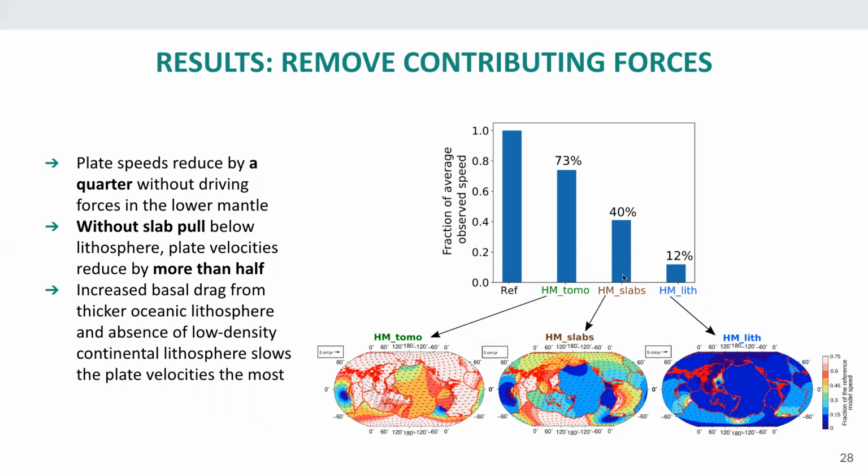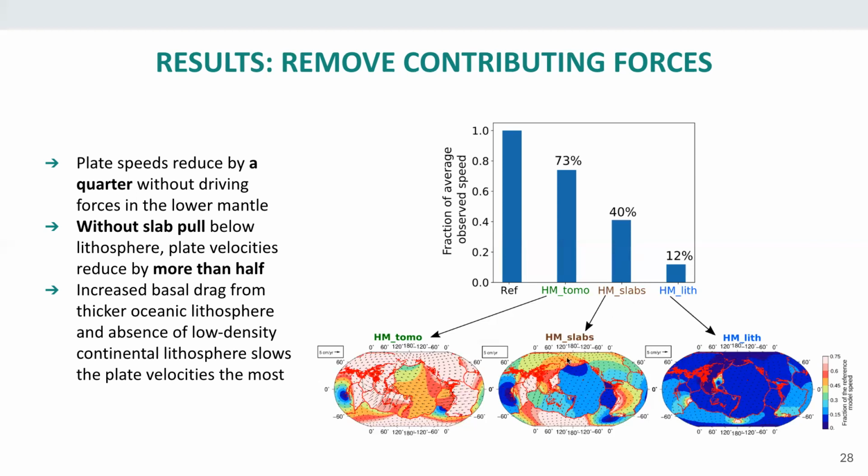And next, we also look at the slab removal. So what we do is we remove all the high definition of slabs near the surface in the top 200 kilometers. The contributions we have are then only from the diffuse tomography and the lithospheric structure. And we find about 40% of plate speeds with respect to our reference model that includes all these contributions.